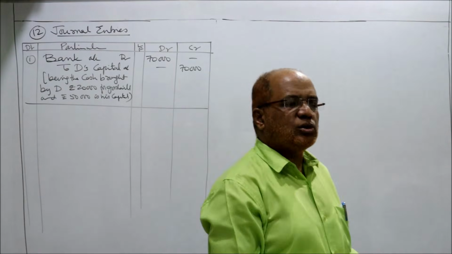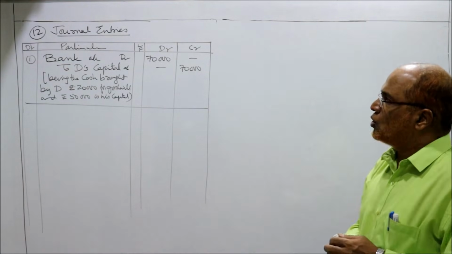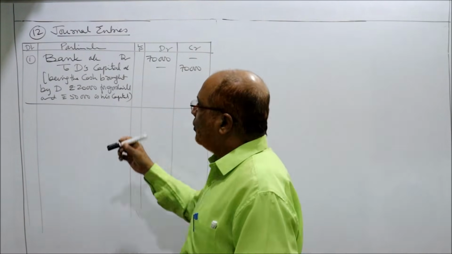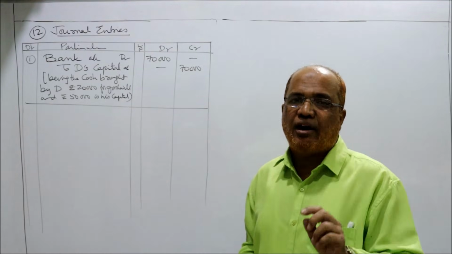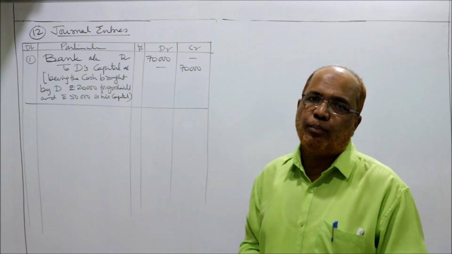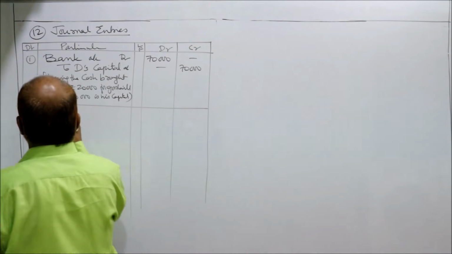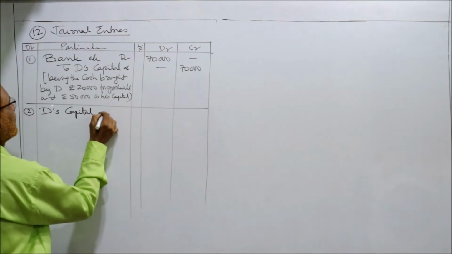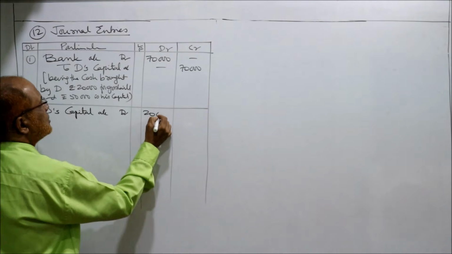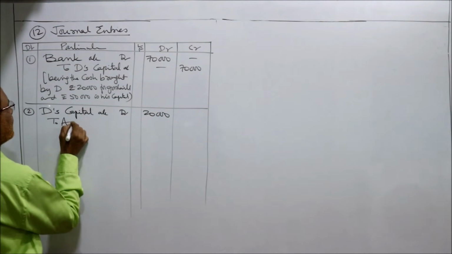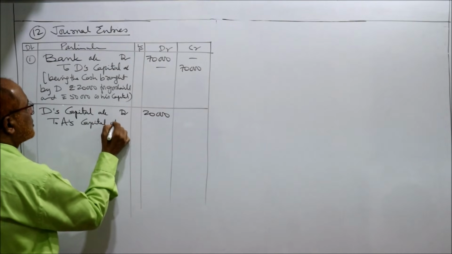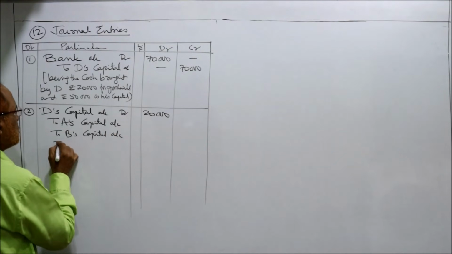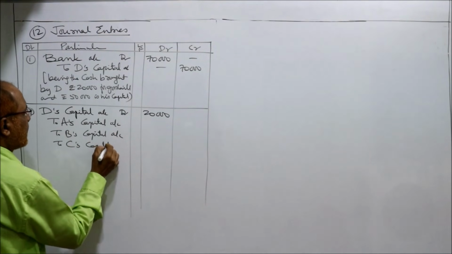So 70,000 में 20,000 रुपीज गुडविल के लेकर आ रहा है और 50,000 रुपीज उसका कैपिटल है. तो बैंक अकाउंट डेबिट टू डीज कैपिटल. दिस इज द फर्स्ट एंट्री. Now 20,000 rupees goodwill will be shared by the old partners in the old profit sharing ratio. So 20,000 rupees will be debited. D's capital account debit, 20,000 to A's capital account, to B's capital account, to C's capital account.